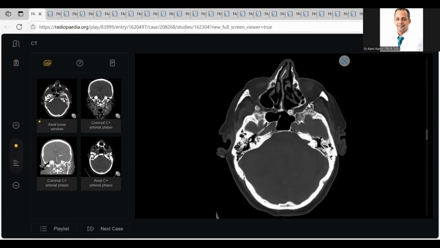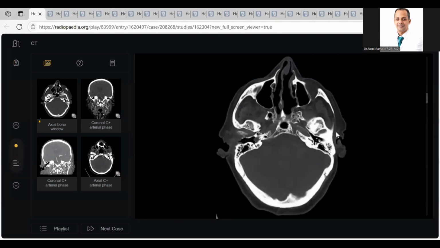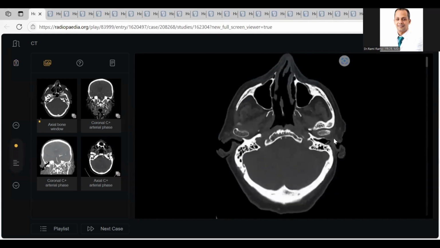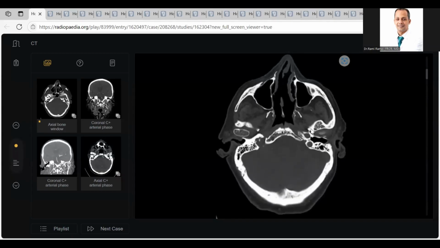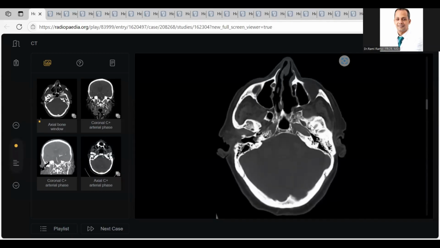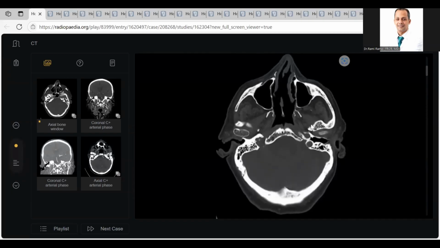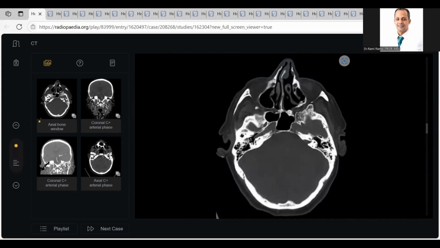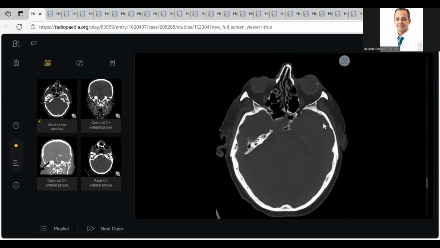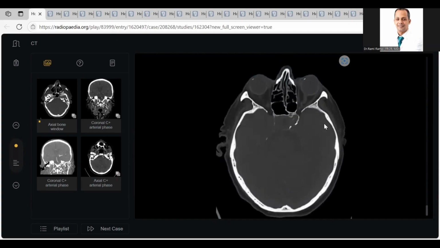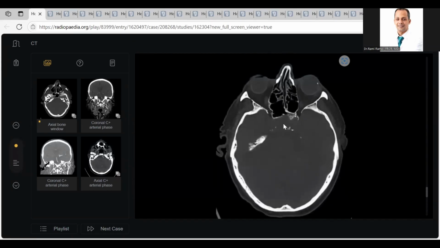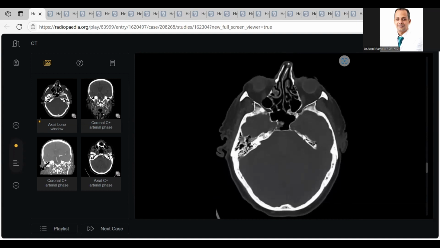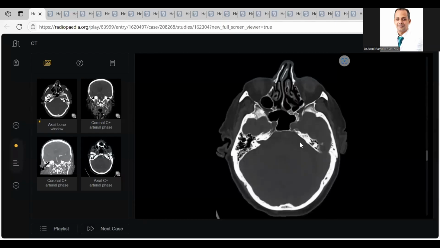Okay, I have been provided with axial CT images, bone window, of the head and neck region. I'm scrolling from top to bottom. I can see there is evidence of soft tissue swelling noted around the sphenoid ridge. Don't worry about it. Look at the skull base, please.